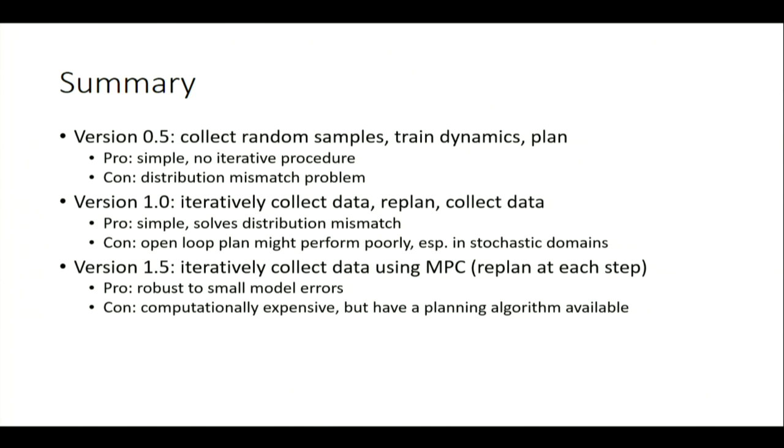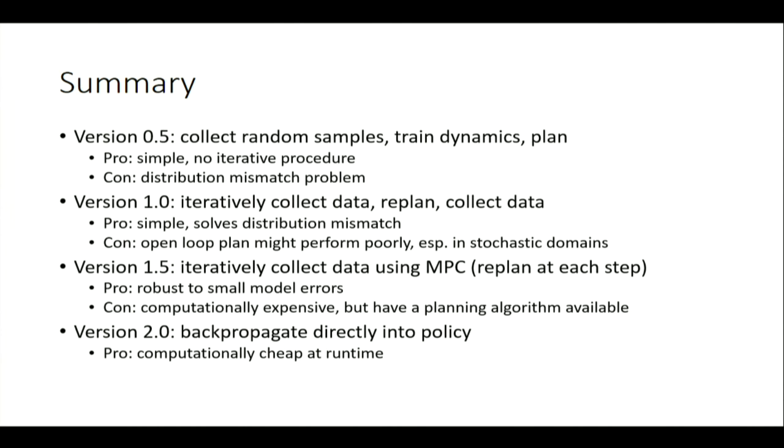The disadvantage is that it's computationally quite expensive, and you need to have some planning algorithm available to actually perform this iterative replanning. So in some domains that's straightforward. In some domains you might need to work a little bit to design your planning algorithm. So then we have version 2.0, which is backpropagate directly into the policy. And this is a model-based policy search algorithm. There's no planning going on and no LQG or anything like that. You're just directly optimizing your policy.